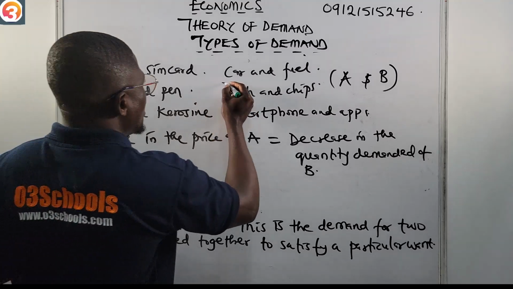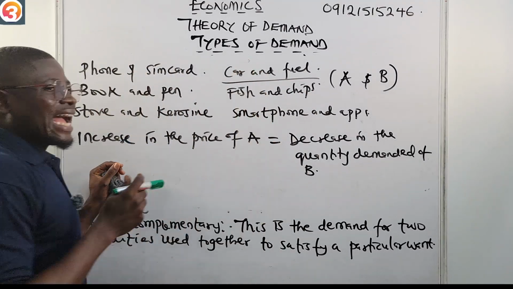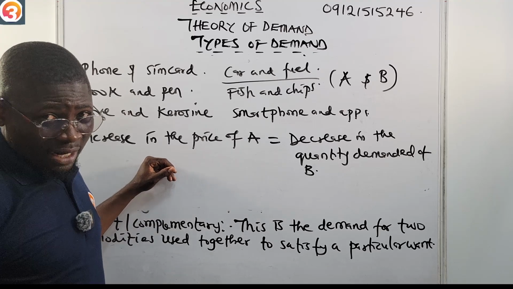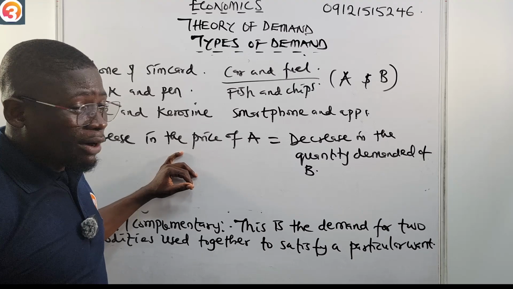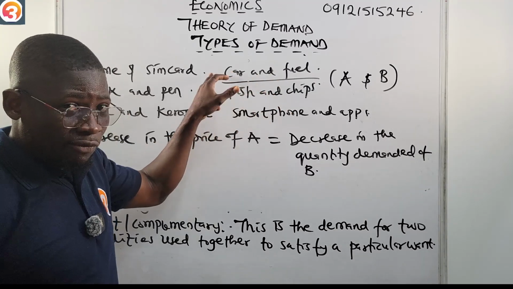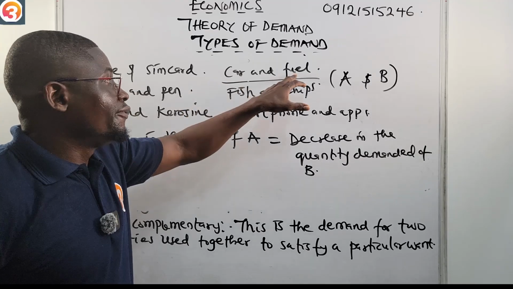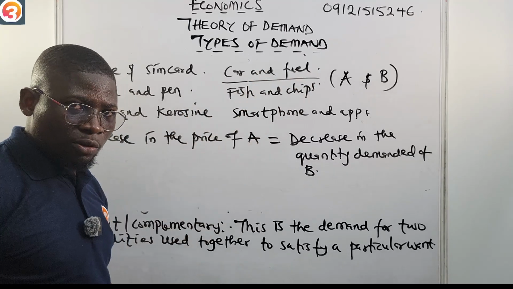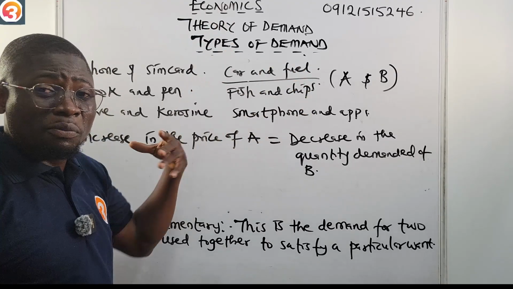Let's use car and fuel, for example. If car is very expensive, how many people will be driving car? Fewer people, right? Because car cannot work without fuel, if few people are driving car, will fuel be selling very well? No. So quantity demanded of fuel will be reducing also. So also, if fuel is very expensive, how many people will be driving car?